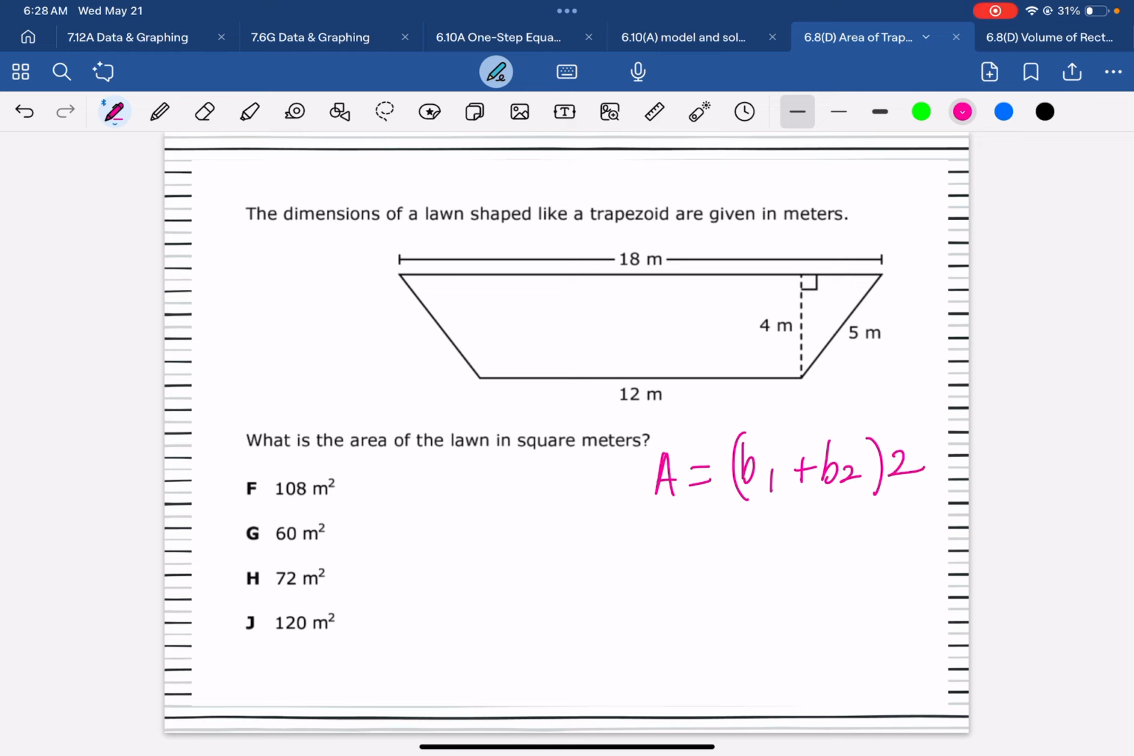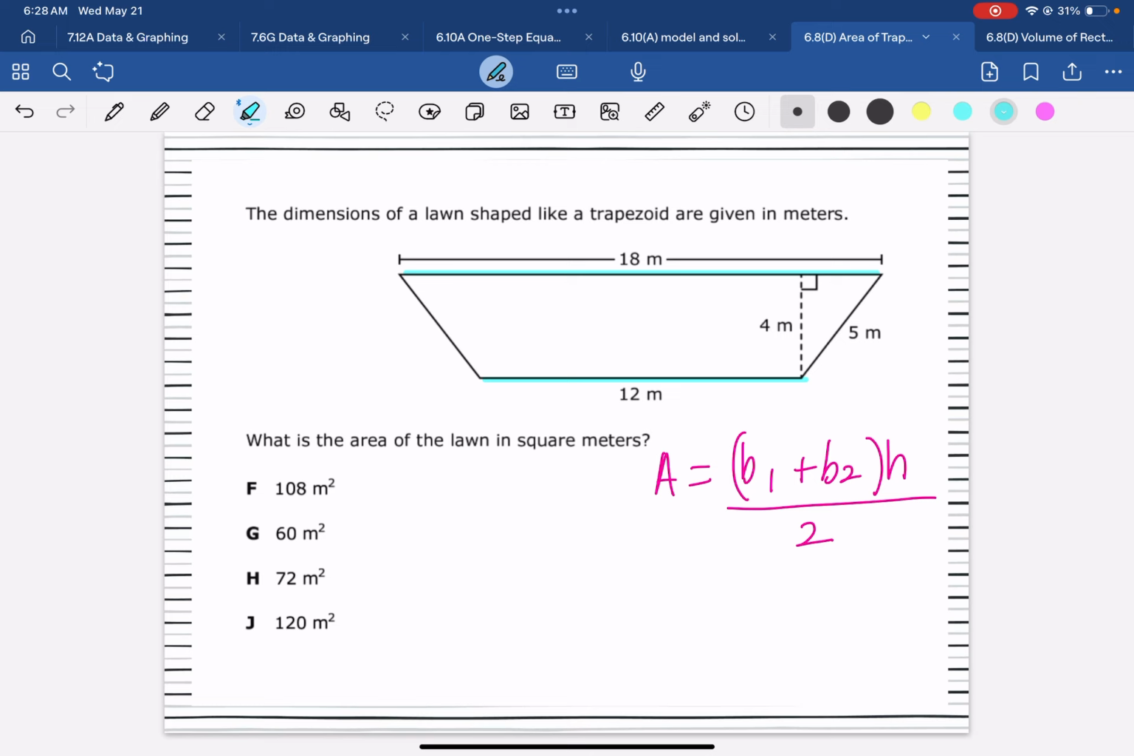Oops, I didn't mean to do that. I meant times height. Let me explain what this means. So you have base 1 and base 2. You don't have to worry about which one's base 1 and base 2 because the answer will still be the same. If you pick 18 for base 1 and then 12 for base 2, or if you flip-flop them, when you add them, it's still going to equal the same.